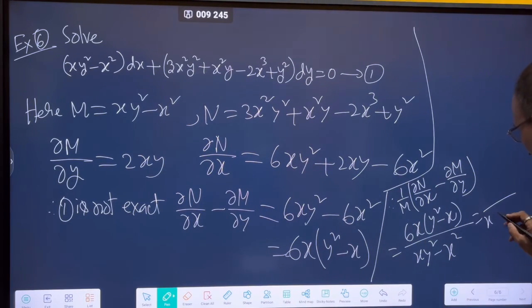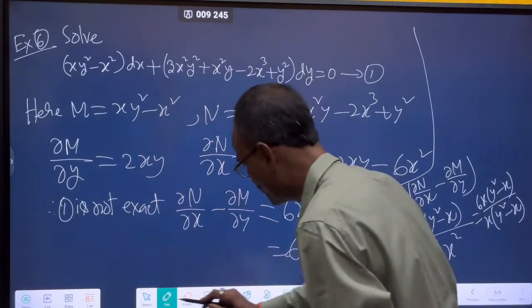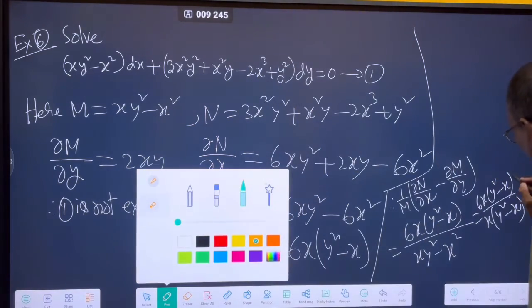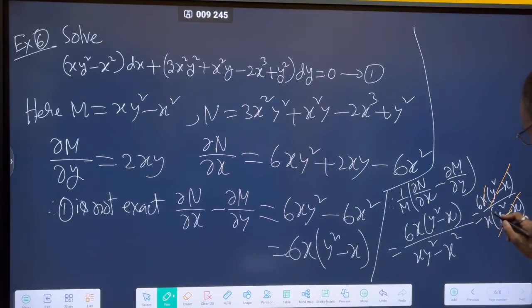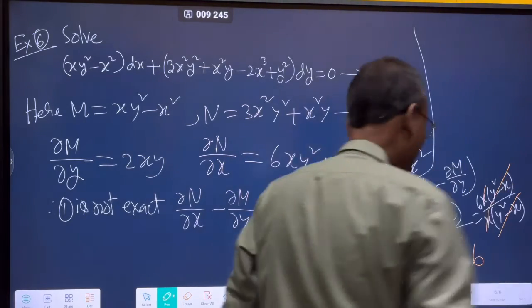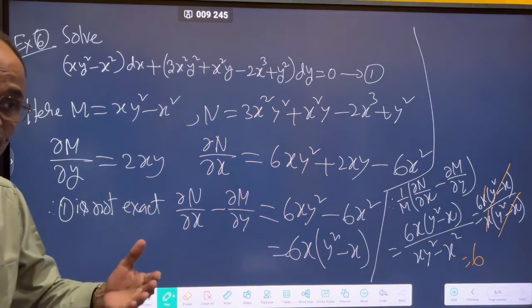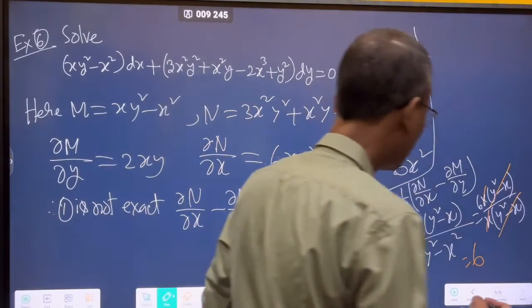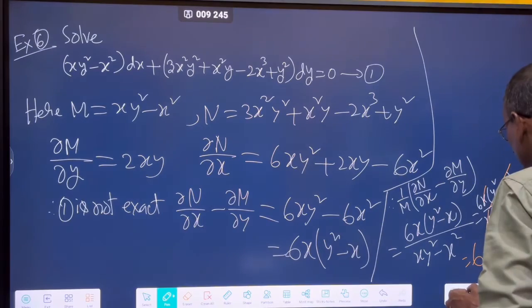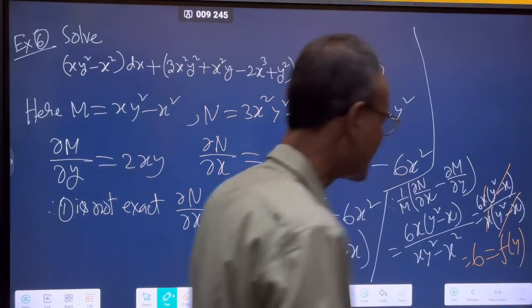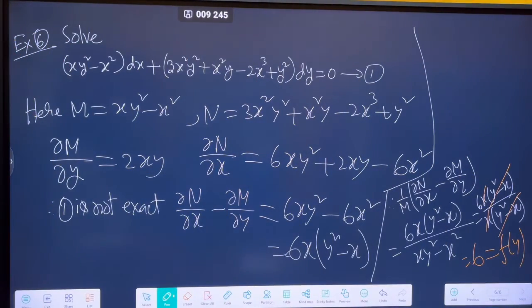It is xy² − x, 6xy² − x. These two terms will be cancelled. The x terms will be cancelled, which is equal to 6. 6 can be regarded as a function of y.